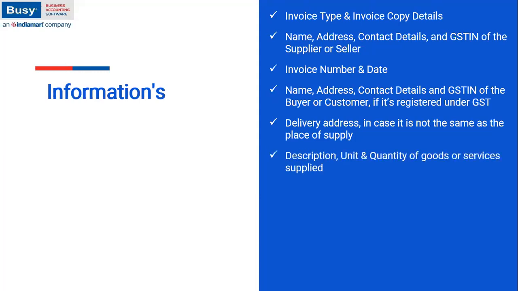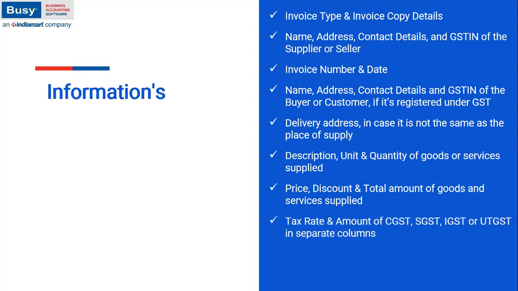Then we have the description, unit, quantity of goods or services, price, discount, and total amount of goods and services, and the tax rate and amount of CGST, SGST, IGST, UTGST, which should be printed as separate columns. If you require to print them as separate columns, that should be available. Other than this, we have the signatory details as well. So these are the important pieces of information printed on your invoice copy.